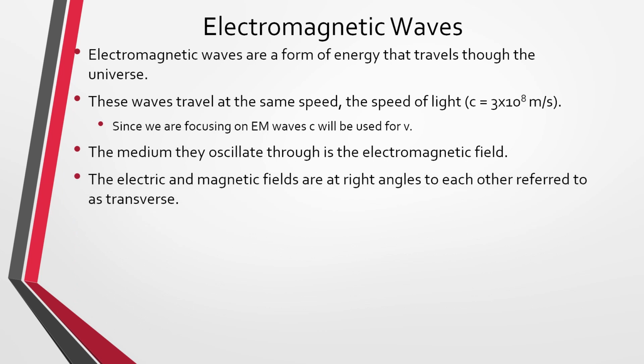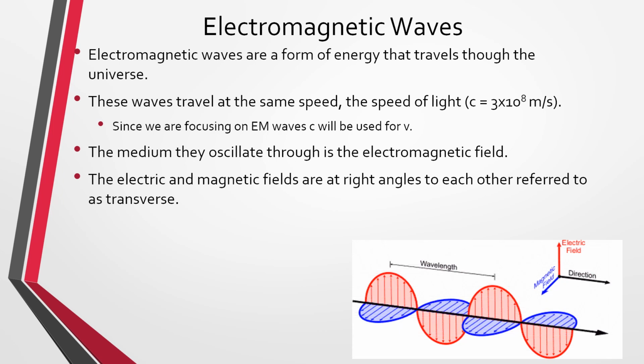The electric and the magnetic fields are at right angles to each other, and this is often referred to as transverse. So the electromagnetic wave travels in a transverse fashion, which is seen here. So the electric field, which is in red, is going up and down on our page, and this is at a slight angle to help you better see. And the magnetic field is traveling in and out of the page.